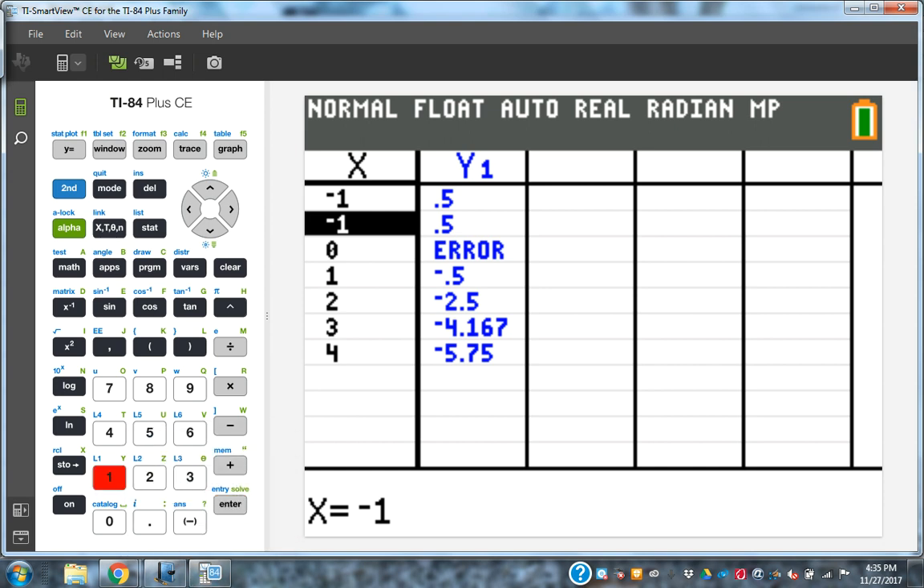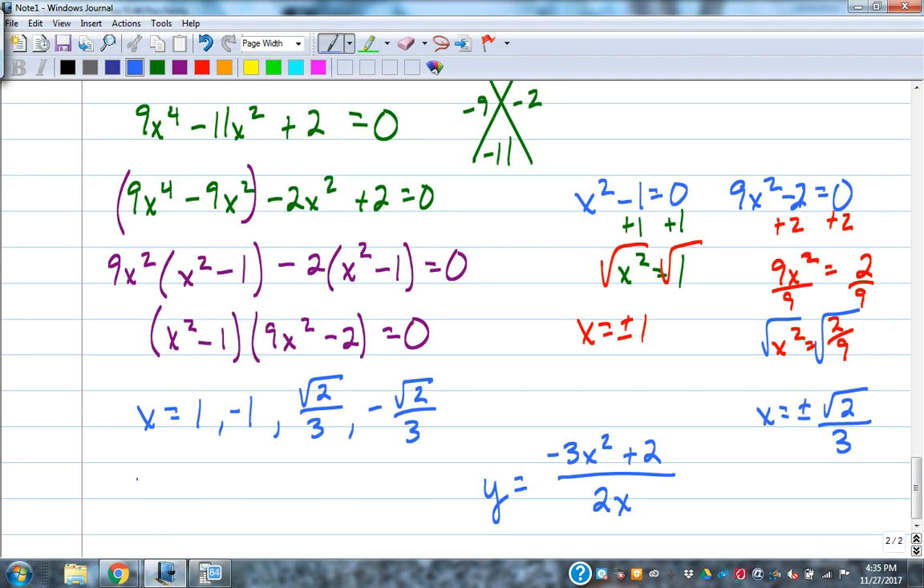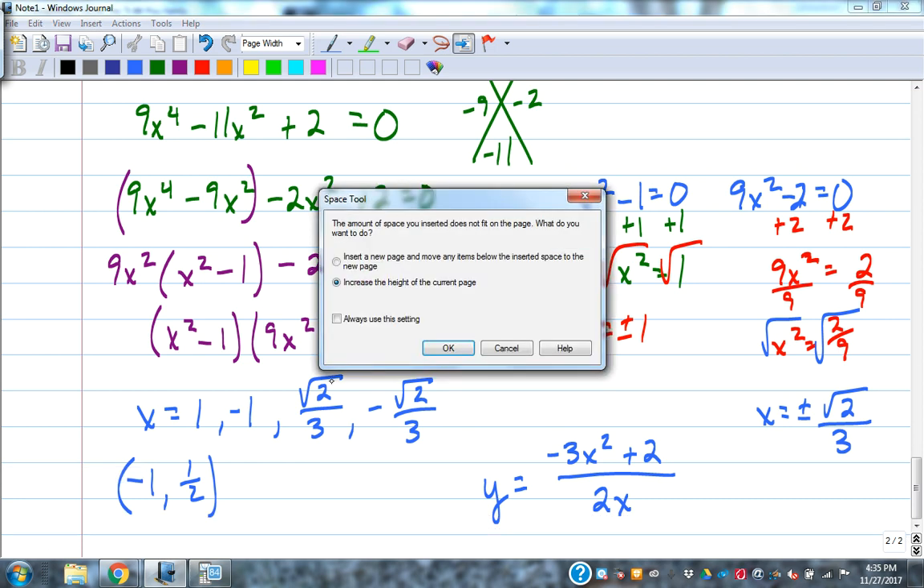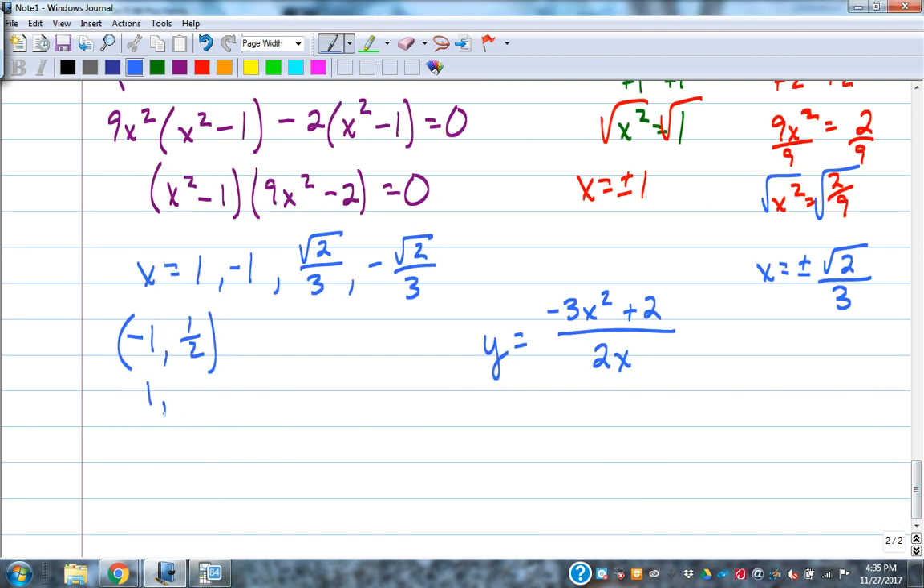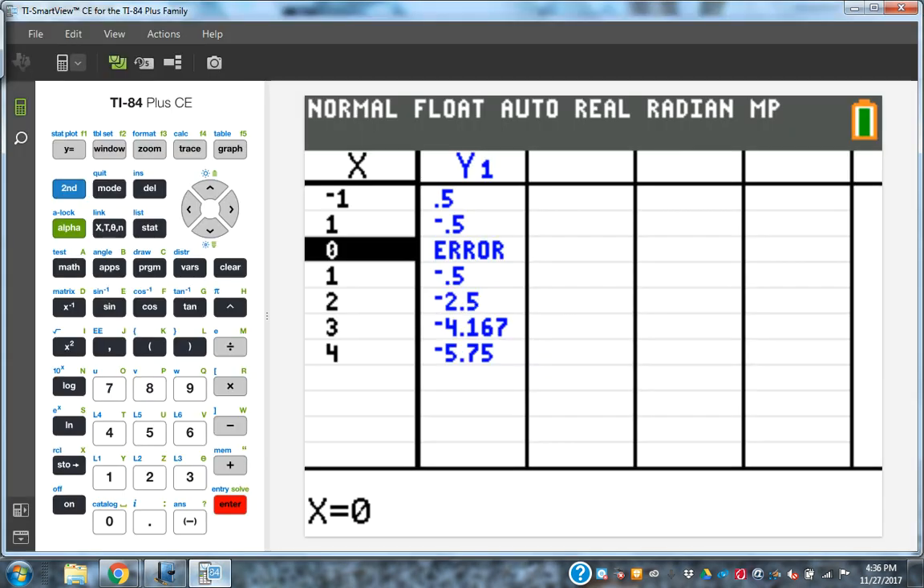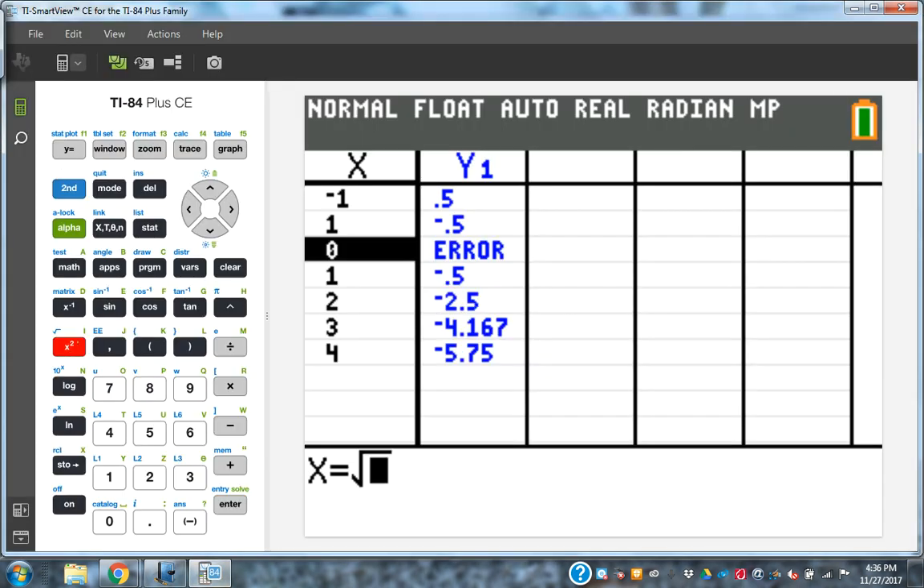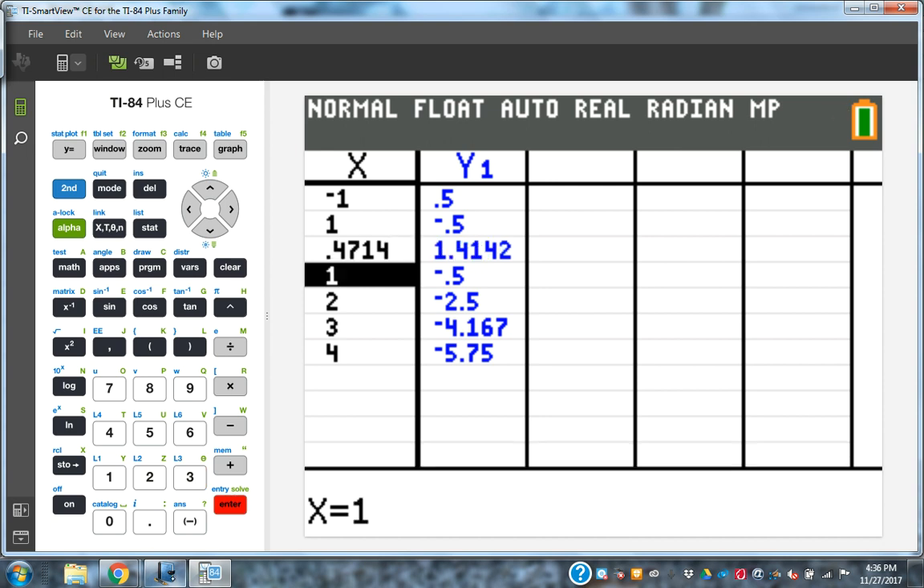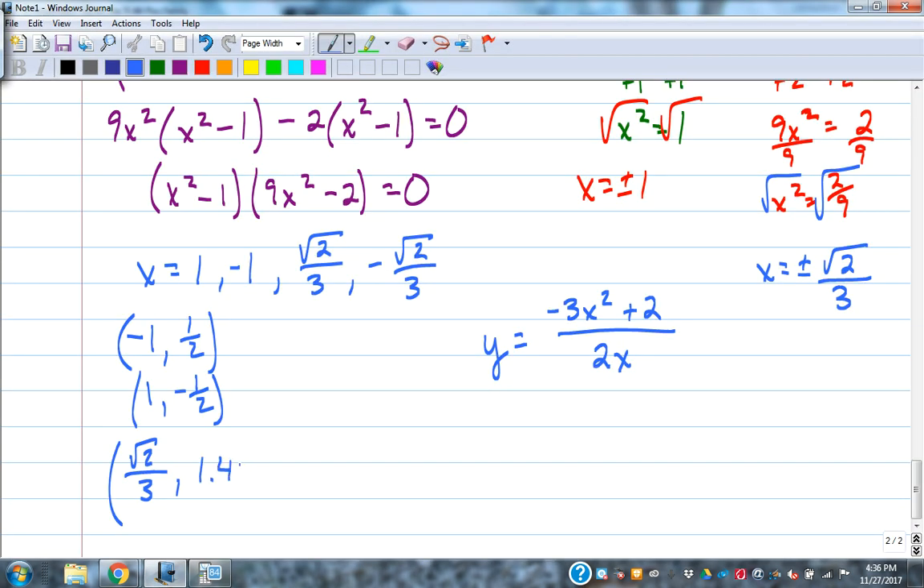If I plug in positive 1, I get negative 1/2. So for negative 1, I get 1/2. For positive 1, I get negative 1/2. Shuffle over in here. For square root of 2 over 3, second square root 2, whoops, not times, but divided by 3. I'm just going to use the decimal approximation for that, 1.4172.